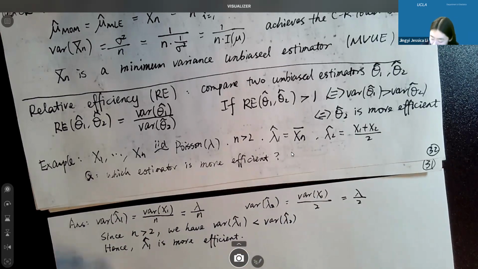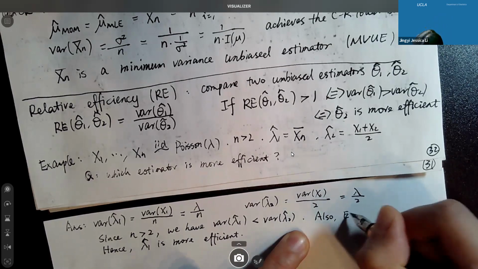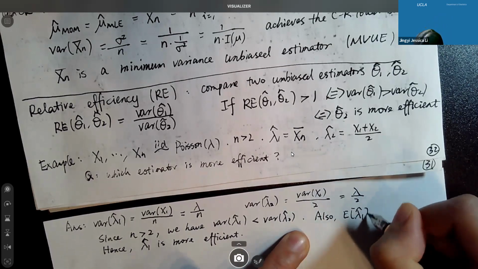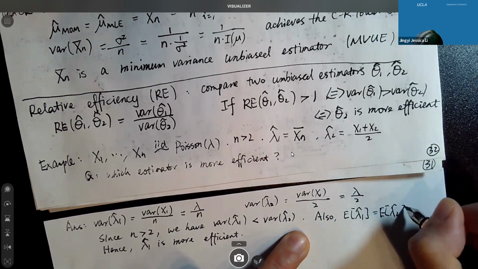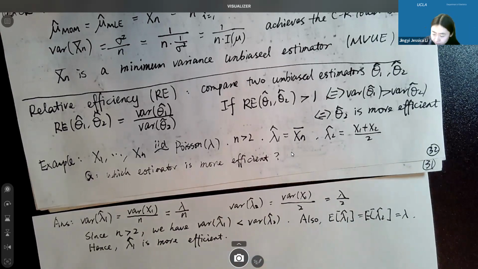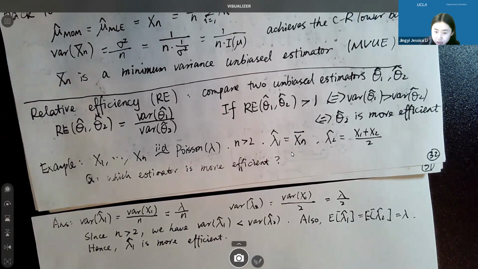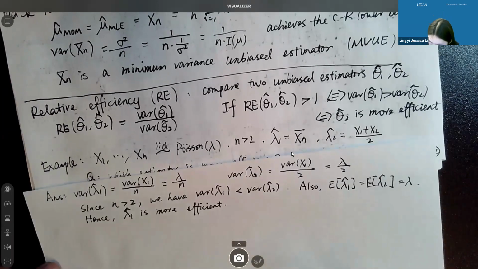Okay, and I forgot to write this. Also, the expectation of lambda 1 hat equals the expectation of lambda 2 hat equals lambda. So both estimators are unbiased. Okay, so that's what I want to say about the efficiency, which is essentially inversely proportional to the variance of an unbiased estimator. So that concludes this part.